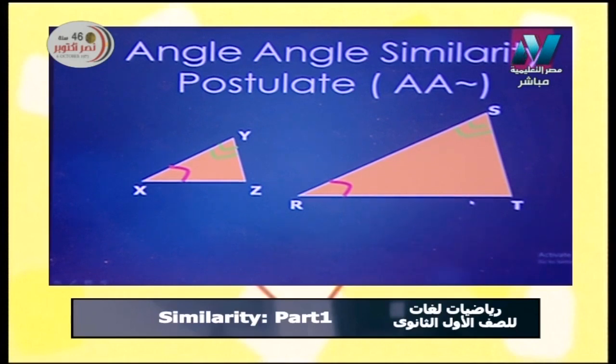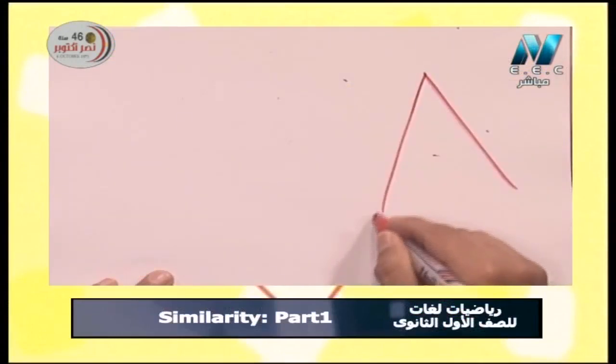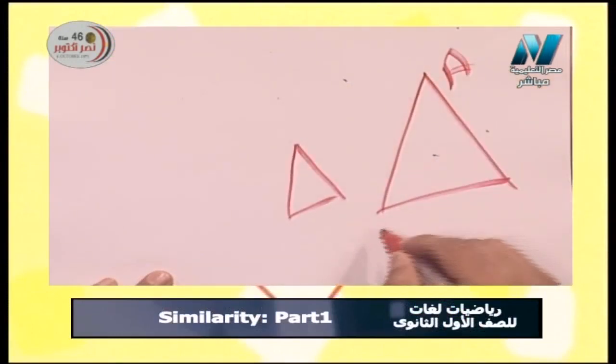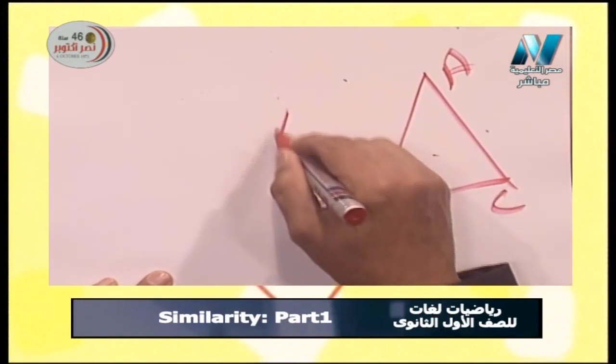Why? Why, if two angles in a triangle equal two angles in the other triangle, does the third equal the third? Think about it. Let's draw two triangles here: triangle ABC and triangle XYZ.